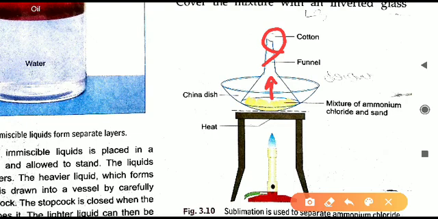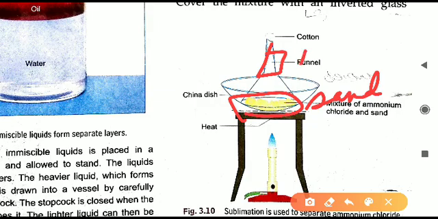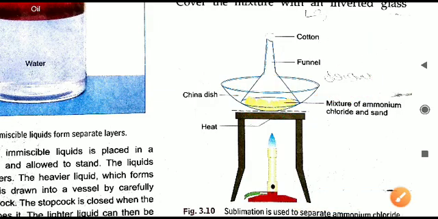It cannot move outside. It will remain in the funnel only, and all the ammonium chloride will collect in the funnel, and at the base what will remain there is sand only, and ammonium chloride will collect upwards. This is how we can separate both the substances from each other.